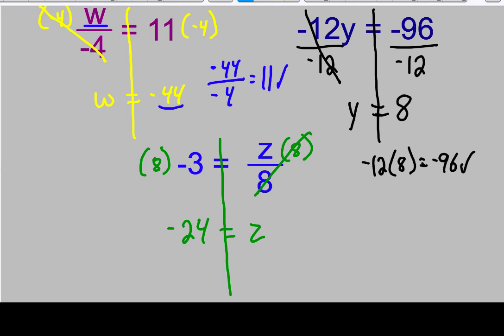-24. To do my check, I put -24 in for z, divided by 8. A negative divided by a positive is a negative. 24 divided by 8 is 3. That's what I wanted, so I know I'm good.